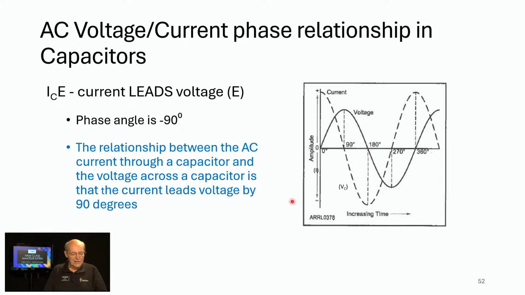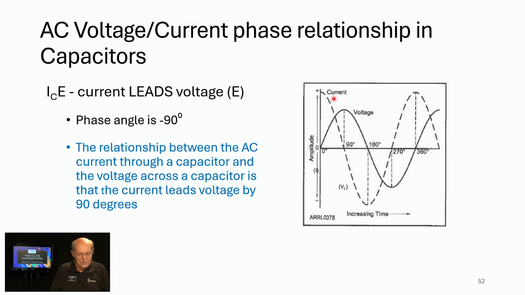Kessler had an interesting diagram showing that when voltage and current are out of phase, there's no power being drawn, which is another interesting fact here. I've got a mechanical representation of this coming up. Hopefully we'll have time to show it. But the key thing you need to know is that the relationship between AC current through a capacitor and the voltage across a capacitor is that the current leads voltage by 90 degrees.